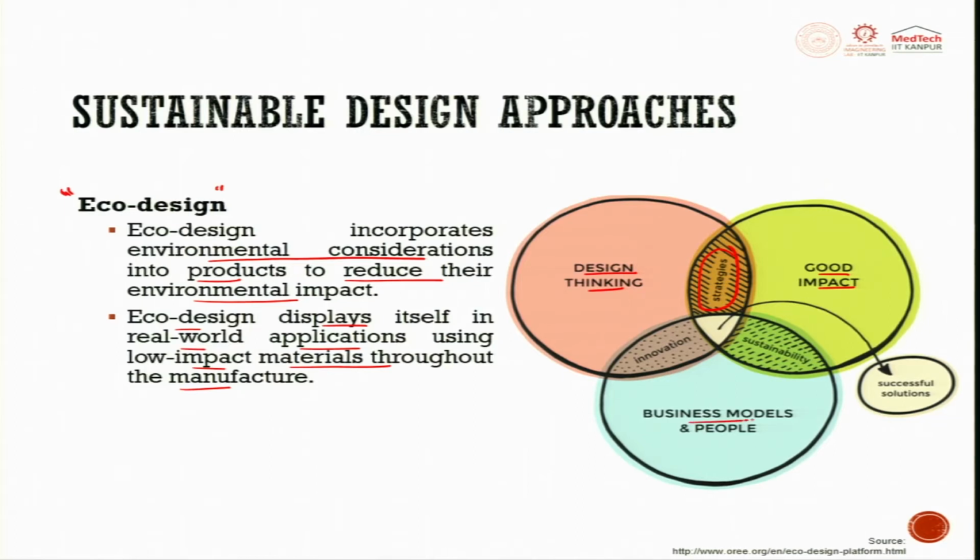So design thinking, good impact, make your strategies to be at par with eco-design. Then business models and people with design thinking help to have innovative designs. Then good impact, that is the environmental impact that is better than before, and business models and people help us to have sustainable manufacturing. So these are the successful solutions that we get here at the center. So I will call these designs eco designs for sustainability.